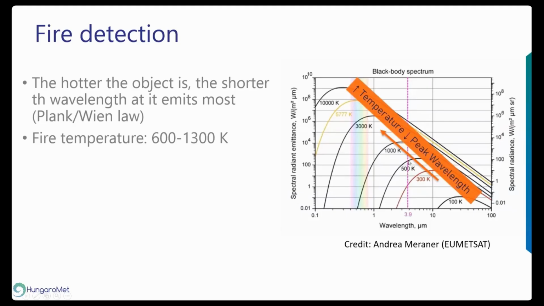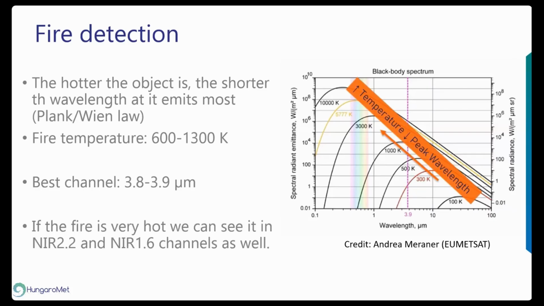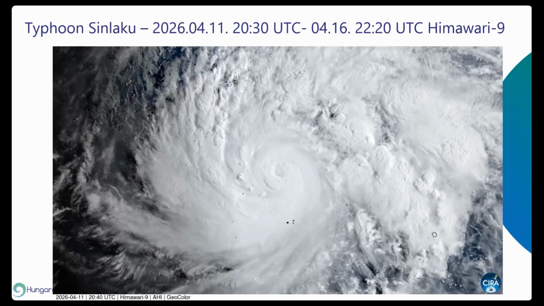And we can see in this figure that the best wavelengths to observe the fires would be 3.8, 3.9, because this is closest to the 600 Kelvin peak. But as we move to hotter fires, we will be able to see them at shorter wavelengths as well. So if the fire is very, very hot, we will be able to see it in the 1.6 channel and also in the 2.2. So this is basically how we can observe the hotness of the fire.